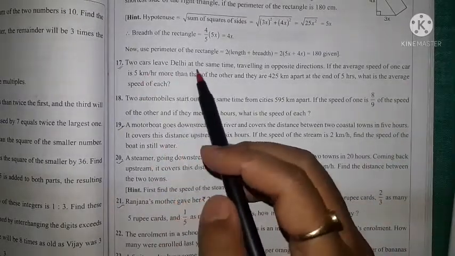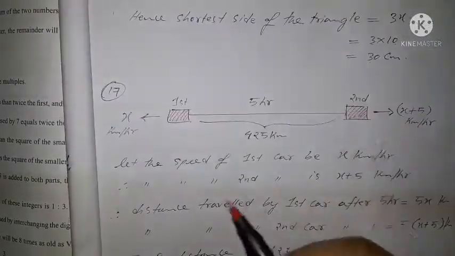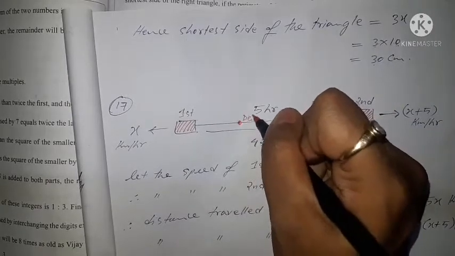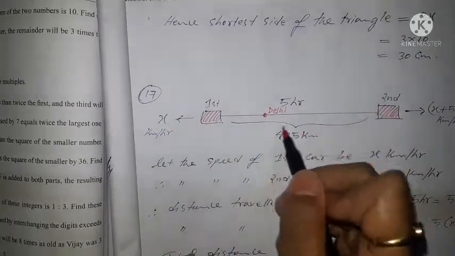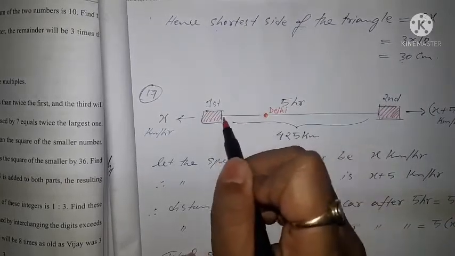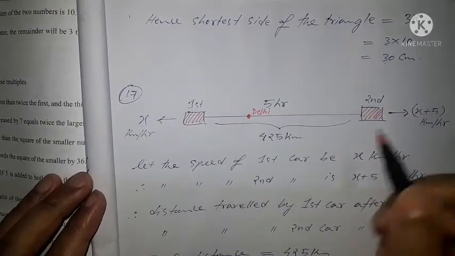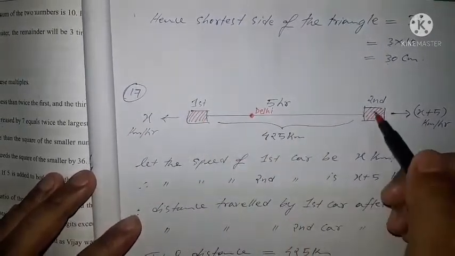So 2 cars leave Delhi at the same time, traveling in opposite directions. Suppose these are the 2 cars. Suppose this is Delhi, and they moved from Delhi at the same time but in opposite directions. So this car is moving in this direction and this one is moving in this direction. Now suppose we take this one as the first car and this is the second car.